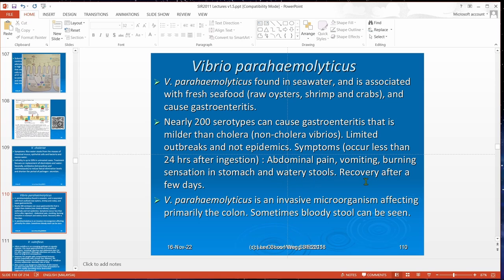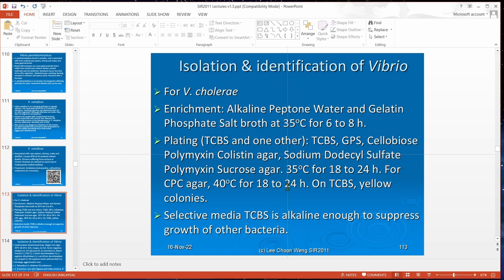But it is self-limiting. You have recovery after a few days. First step of enrichment is usually alkaline peptone water for both Vibrio cholera and Vibrio parahemolyticus. But for Vibrio parahemolyticus, you have to add sodium chloride because Vibrio parahemolyticus is a marine bacteria, so they require sodium chloride. So only after enrichment, TCBS is adequate.